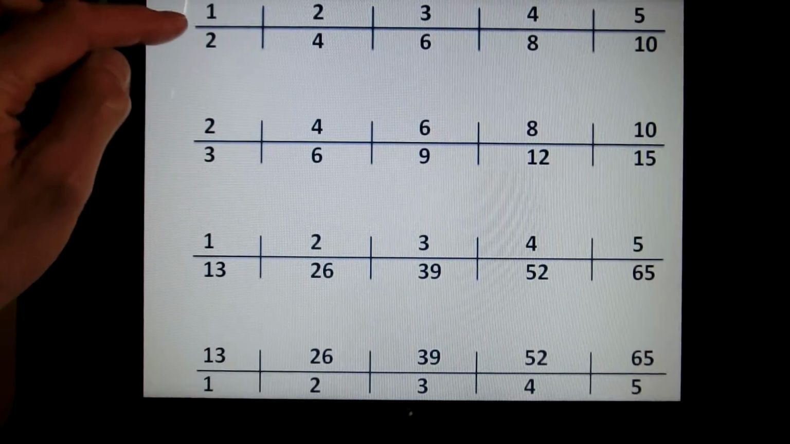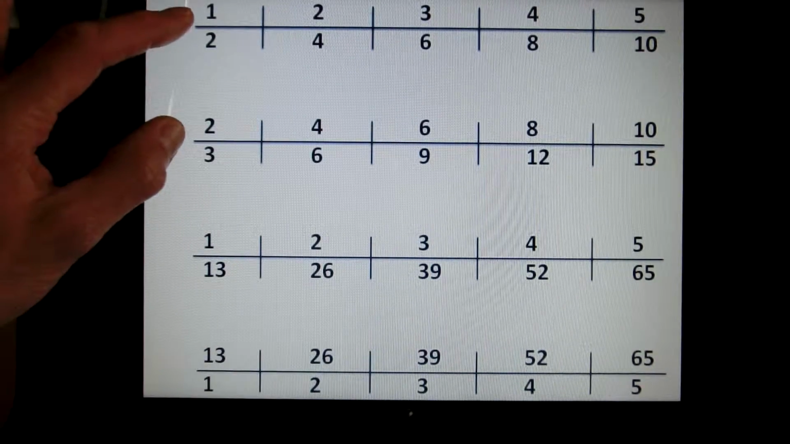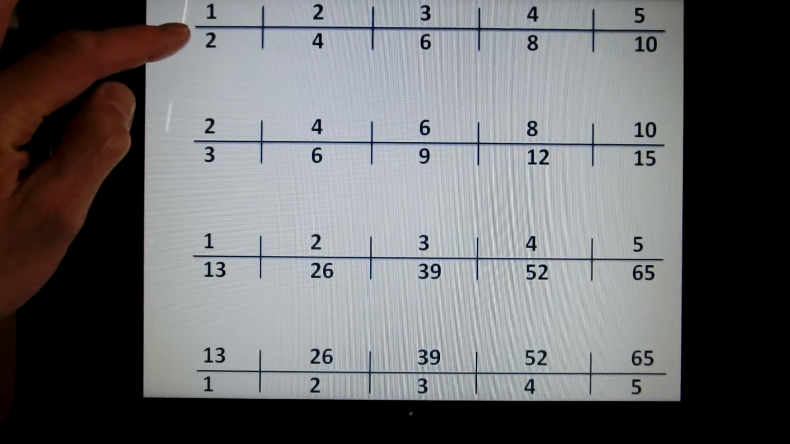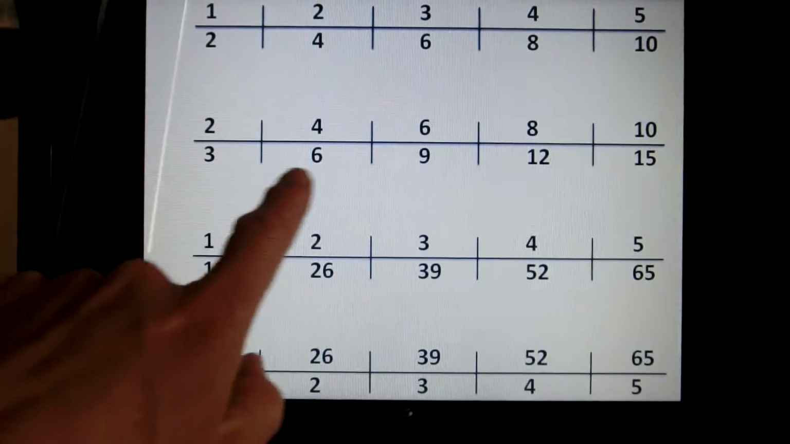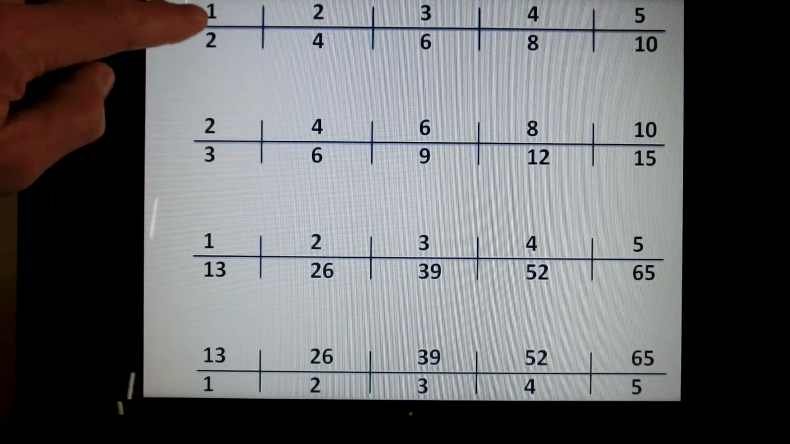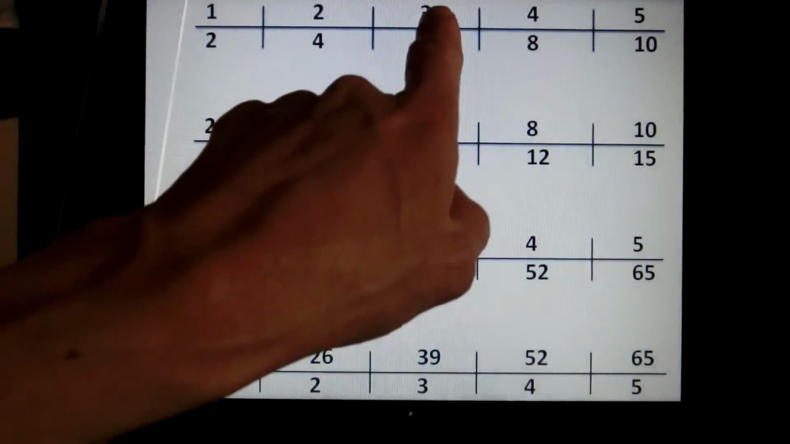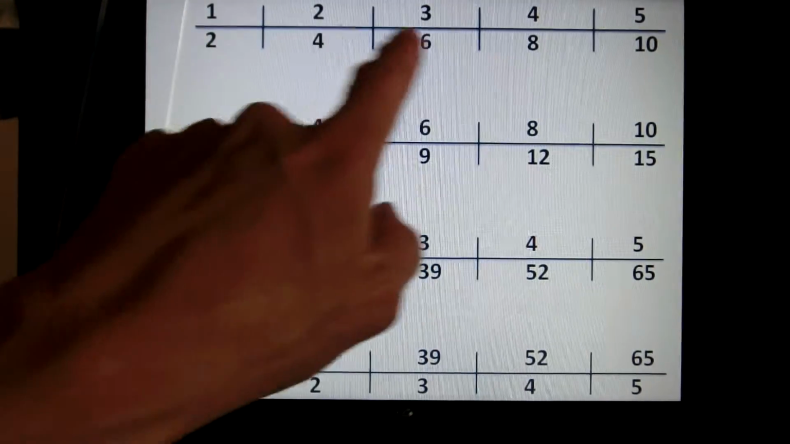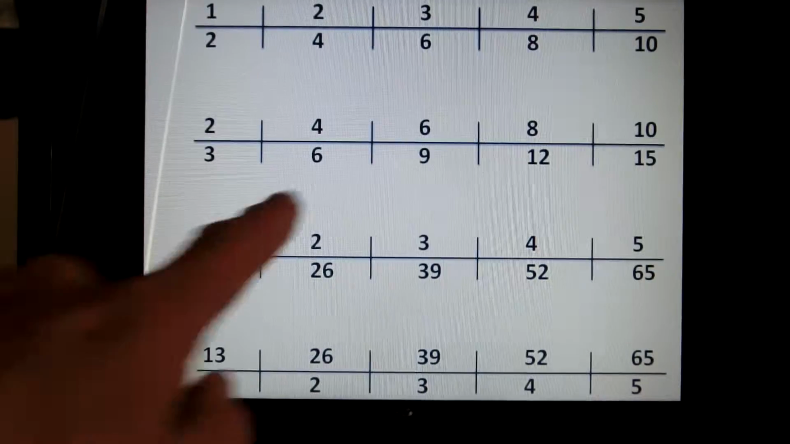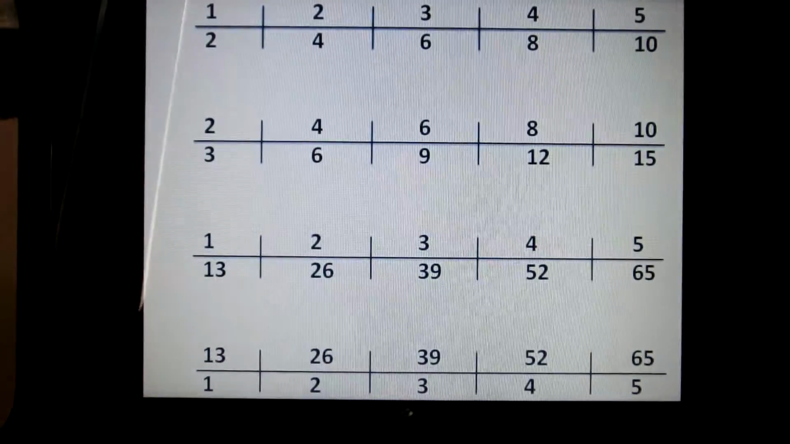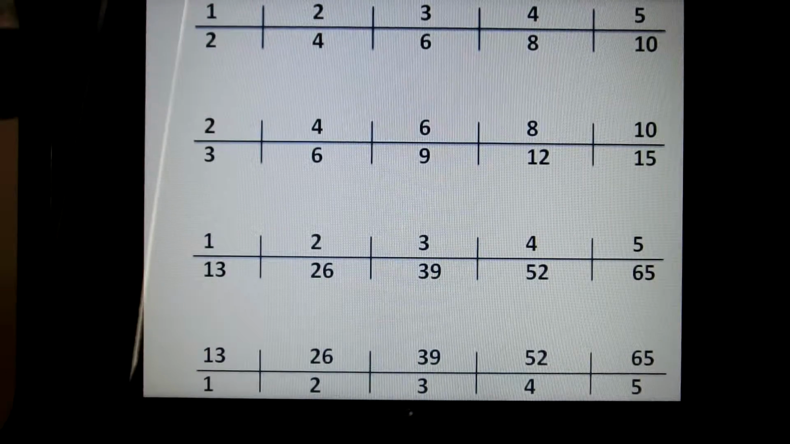So for example, if you wanted to add a half and 2/3, we could change the half into 3 sixths and the 2/3 into 4 sixths. You can't add a half and 2/3 the way they are, but if you change them both into sixths, change that into 3 sixths and that into 4 sixths, then you can add them. It's easy to add 4 sixths and 3 sixths. That makes 7 sixths.